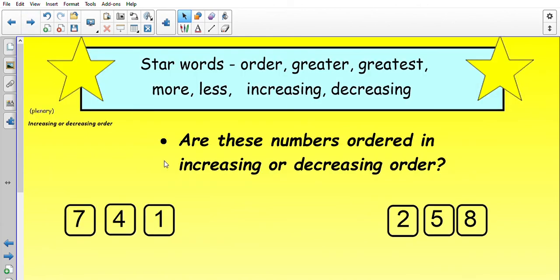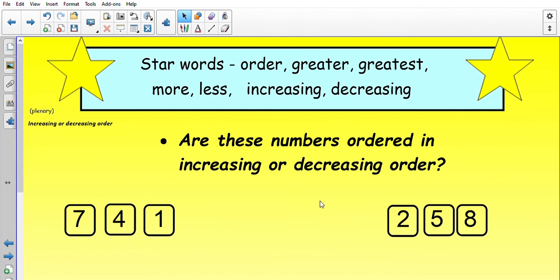Let's have a look here. Here is a reminder of our star words. So we've been putting things in order today, thinking about the greater one and the one that's greatest. So if you're in the middle, you're greater, but you're not greatest, are you? Because the greatest one is the biggest one. So we've been putting them in order, going either up, increasing by 1 more, or decreasing by less and going backwards. So these are our star words today.